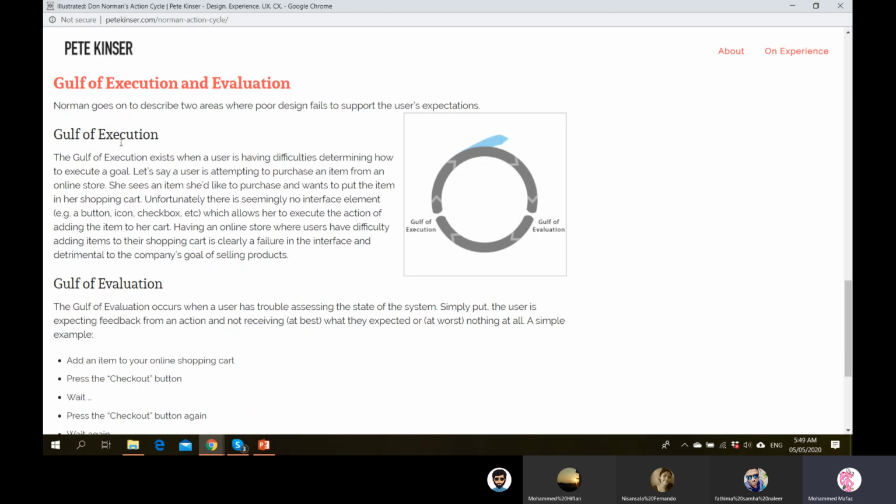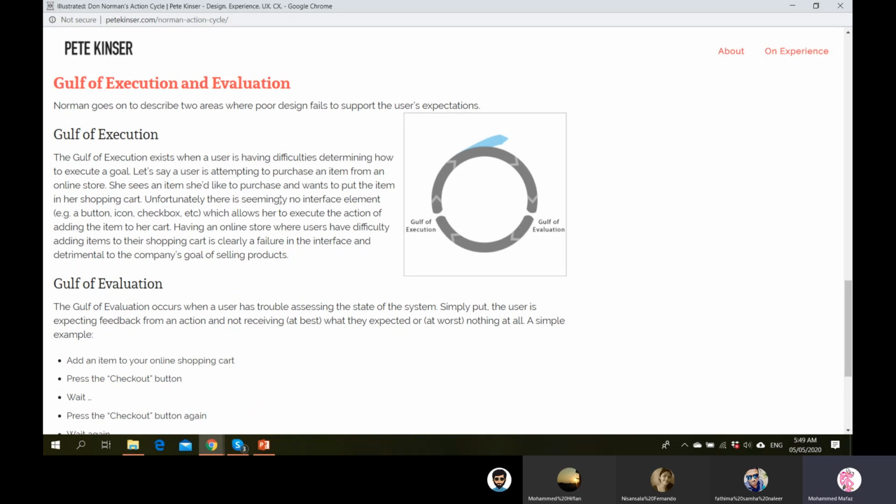So gulf of execution exists when a user is having difficulties determining how to execute a goal. Let's say a user is attempting to purchase an item from an online store. This is a scenario. She sees an item she'd like to purchase and wants to put the item in her shopping cart.